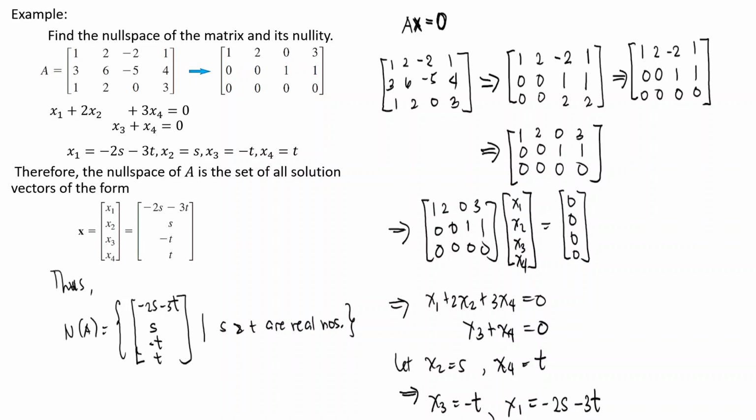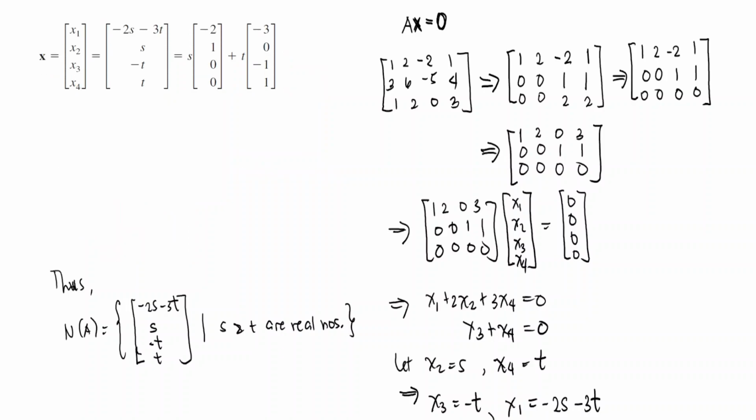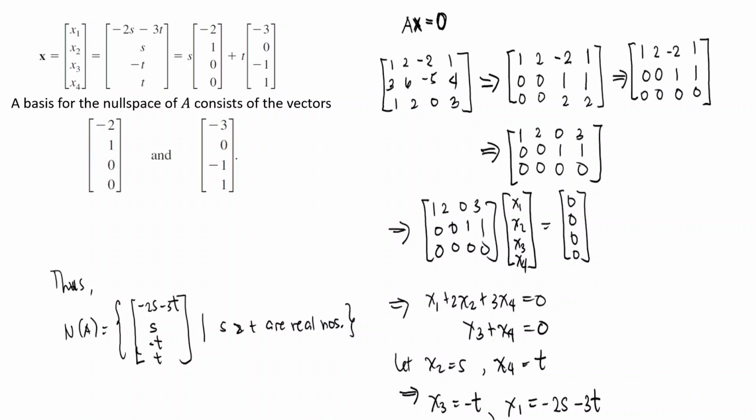So next, let us find the nullity of A. So note that the solution vector x can be expressed as this. So by separating those with s and with t, and factoring out s, we have this one. So a basis for the null space of A consists of the vectors. We have this. Thus, the dimension of the null space of A is 2, and so the nullity of A is 2.